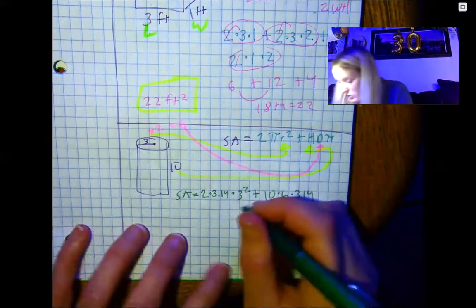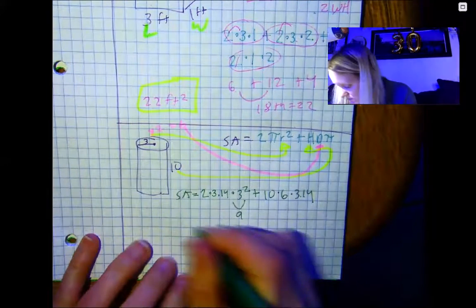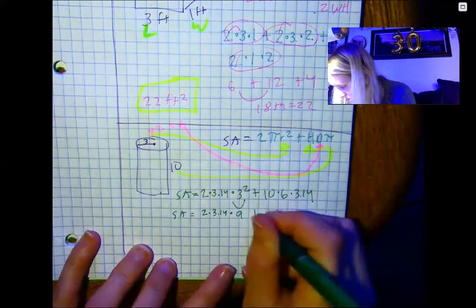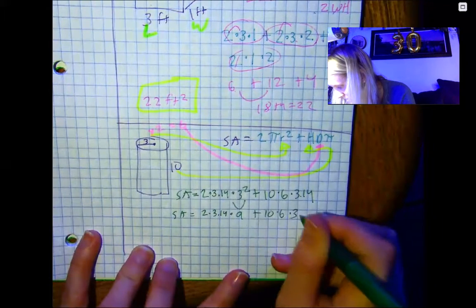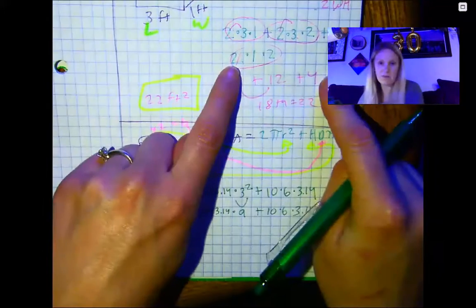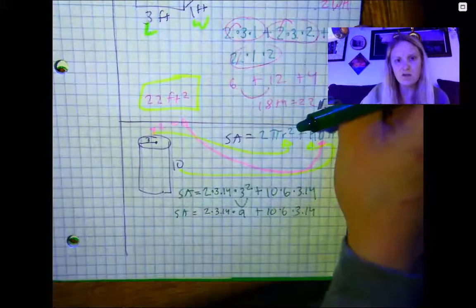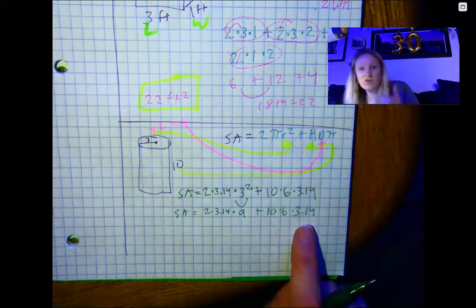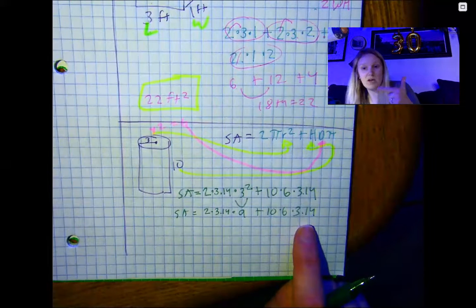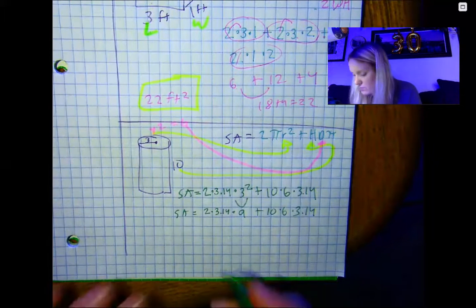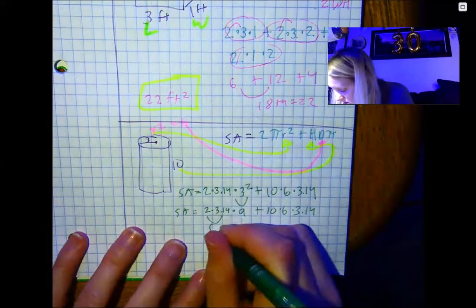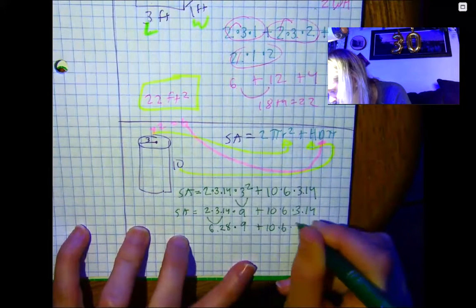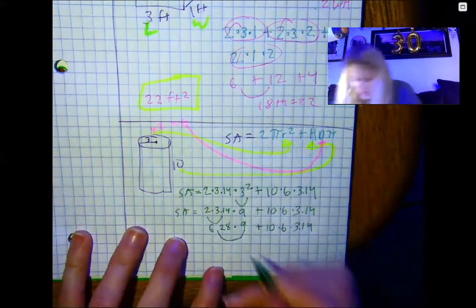So I need to follow order of operations. 3 times itself twice is 9. And then this kind of goes back to this problem up here. I'm sorry, I probably went too fast there for you. I'm just multiplying and adding, but I probably should slow down. After there are no parentheses or exponents, I do multiplication or division from left to right. So 2 times 3.14 is 6.28 times 9.